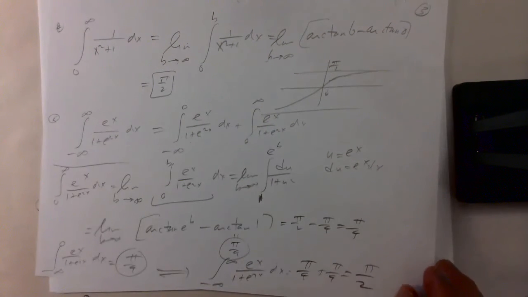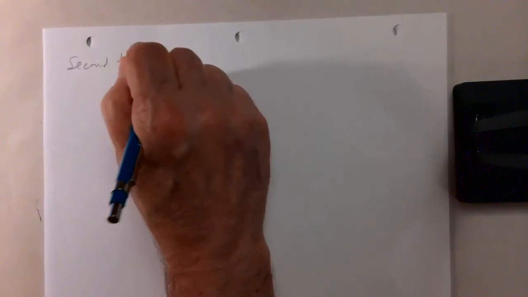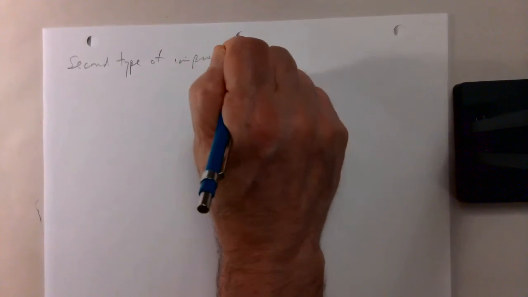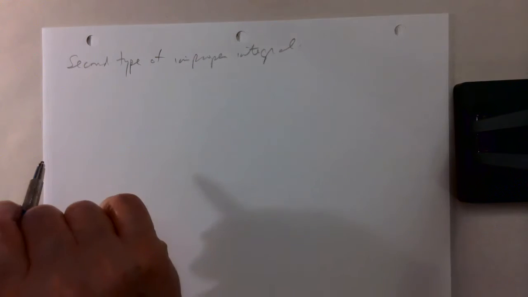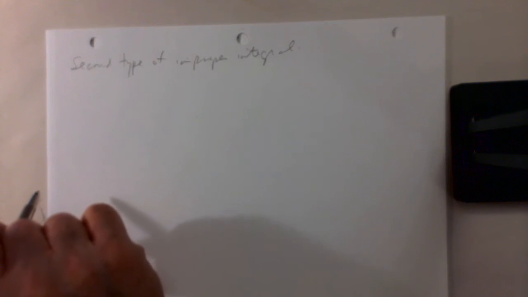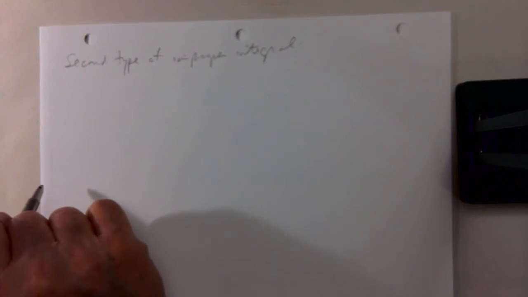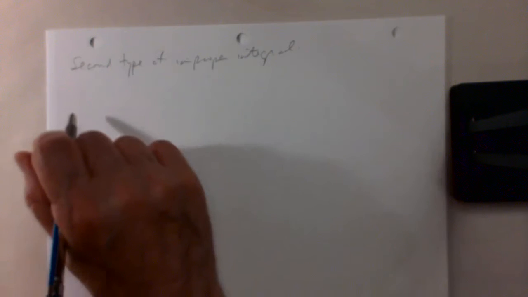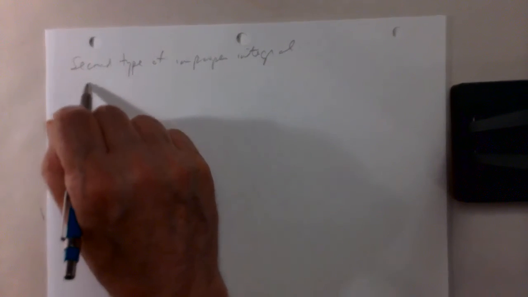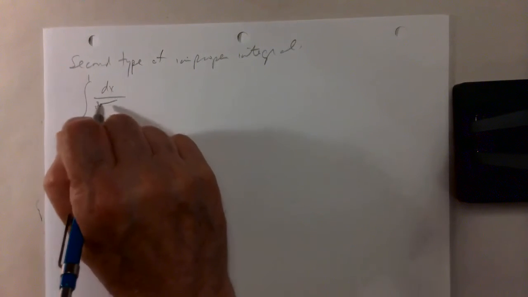So this is the first type of improper integral. The second type occurs when you have a finite interval of integration, but the function isn't continuous in the interval. There's some point of discontinuity, and typically it would be an infinite discontinuity. So for example, suppose you have the integral from 0 to 1 of dx over the cube root of x.